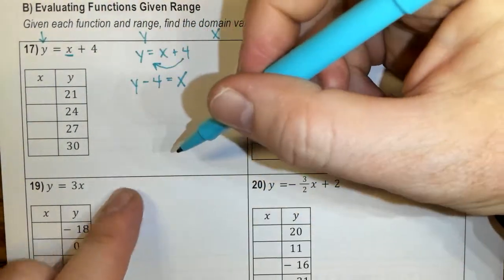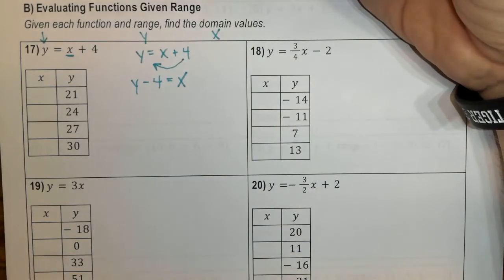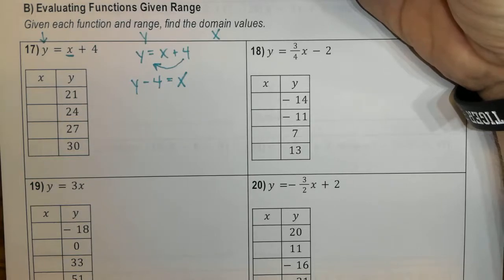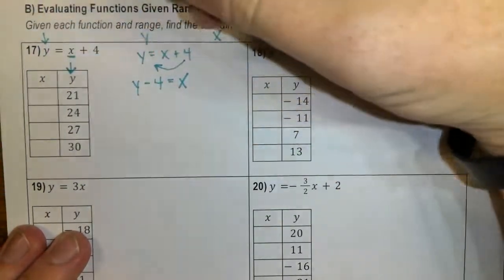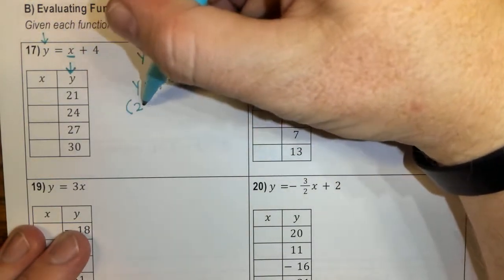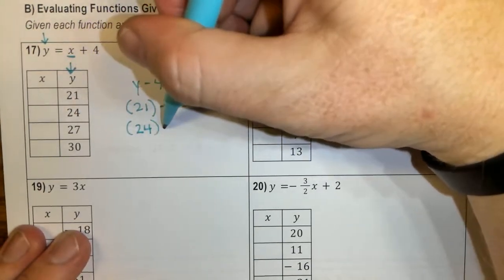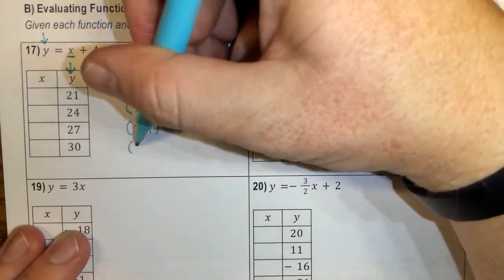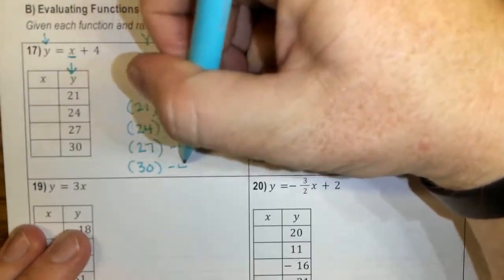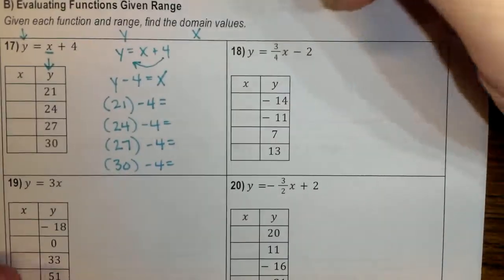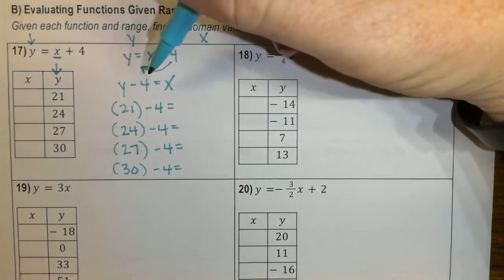So I'm just going to write it down here, even though it'd be nice to be next to the number. That's okay. So instead of y, I'm going to do the same thing that I did before. I plug in the numbers into y, and I use parentheses to show where I put it. So instead of y, I'm going to use all these numbers right here. So I'm going to have parentheses 21 minus 4, and then parentheses 24 minus 4, parentheses 27 minus 4, and parentheses 30 minus 4. Okay? Now notice this will give me x, which is what I'm looking for. I'm looking for domain.